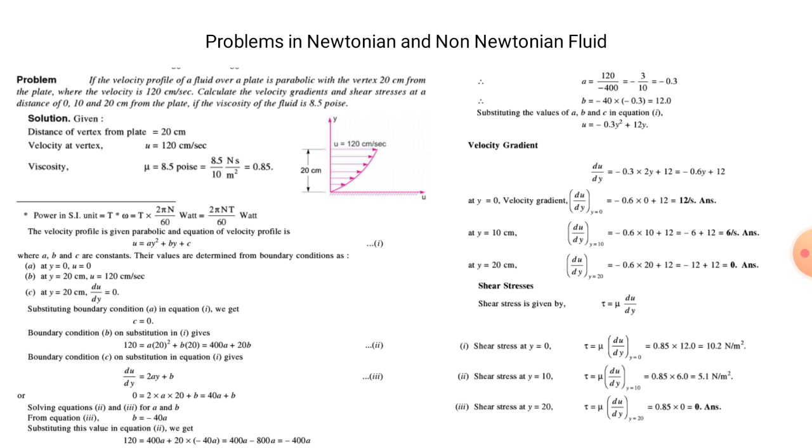the given in the problem is distance of vertex from plate is equal to 20 cm. Refer to the diagram. Then velocity at vertex u is equal to 120 cm per second. Then viscosity mu is equal to 8.5 poise. In terms of Newton second per meter square, 8.5 divided by 10 is equal to 0.85.